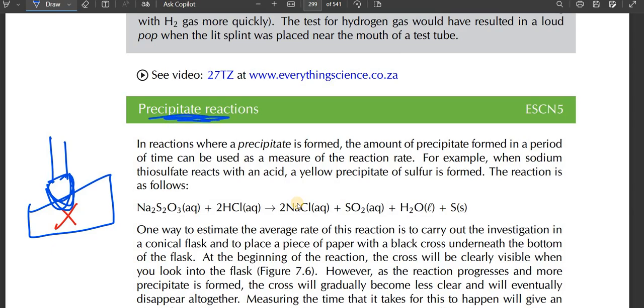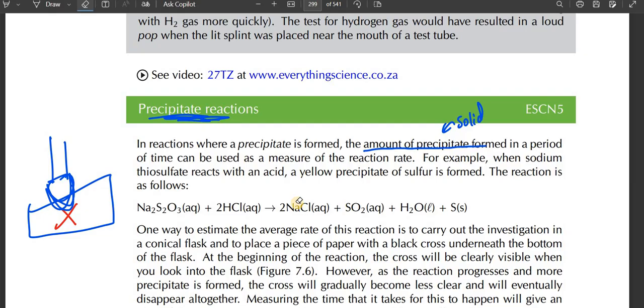by looking at the amount of precipitate that was formed. What is a precipitate? This is simply a solid that is being produced as a product. Here's the solid here. Do you see that this is the only solid? This is aqueous, this is aqueous, this is liquid, which means all these here are liquid. Then this is the only solid that is being produced as a product.